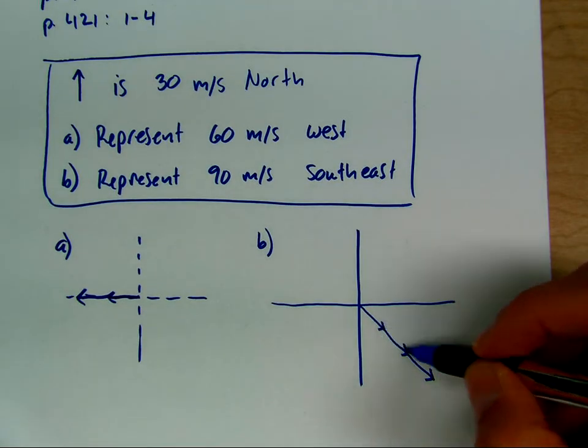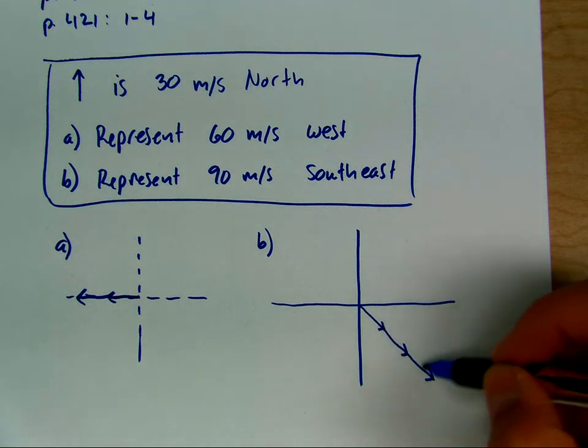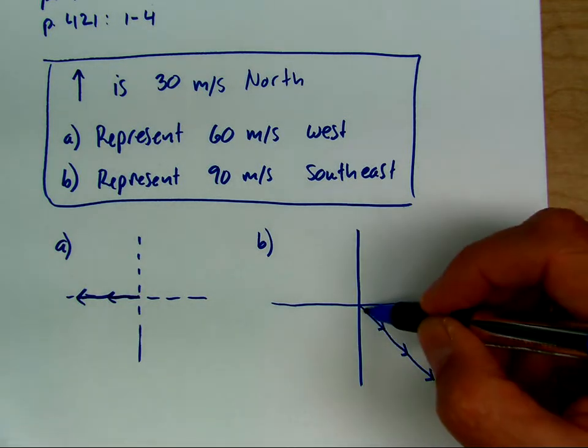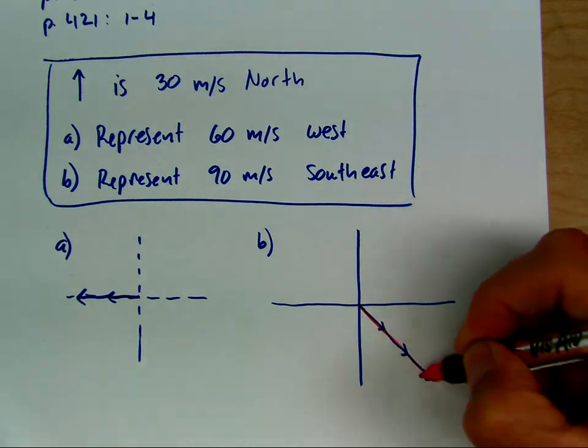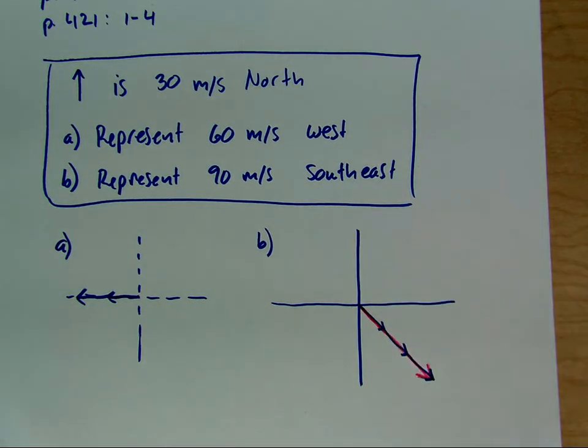You wouldn't put 3 arrows. I'm just showing that we're using 3 of those vectors, and it would actually just be one vector, and that would represent 90 meters per second.